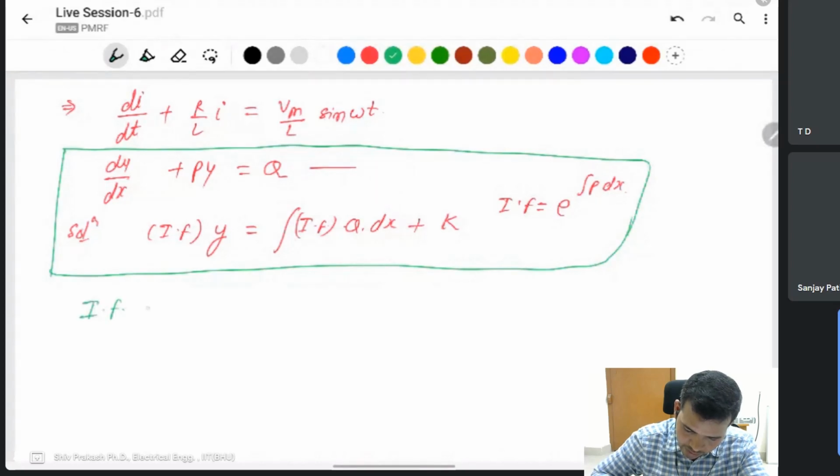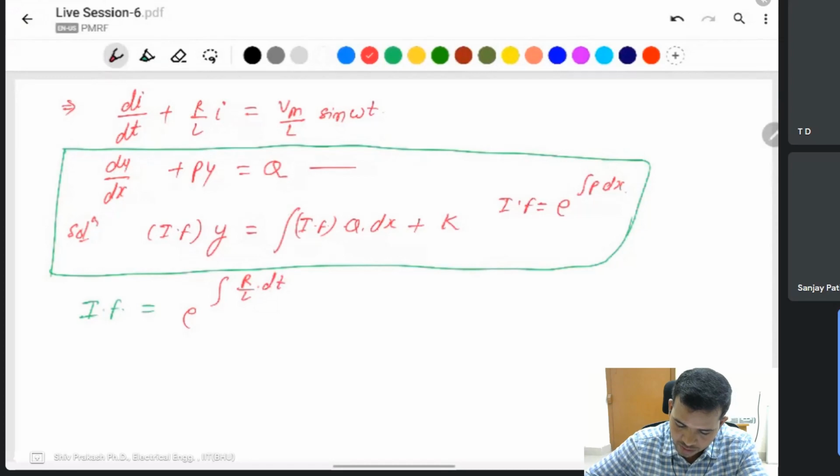Find the integrating factor: e power integration of P, which is R by L, in dx, where x is equal to t in the circuit, dt. So e power R by L into t is the integrating factor.